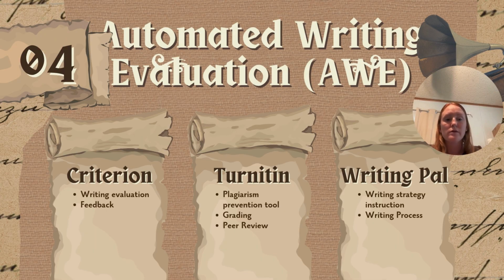Automated Writing Evaluation programs, or AWE, can help with grammar and spelling, style and readability of writing, can do a content review, and can check for plagiarism. Some examples are Criterion, which is a writing evaluation program and provides specific feedback. Turnitin checks for plagiarism and is a plagiarism prevention tool. It can do real-time grading, and it can give peer review. And Writing Pal is a program that teaches the writing process and writing strategy instruction to help learners improve their writing skills.